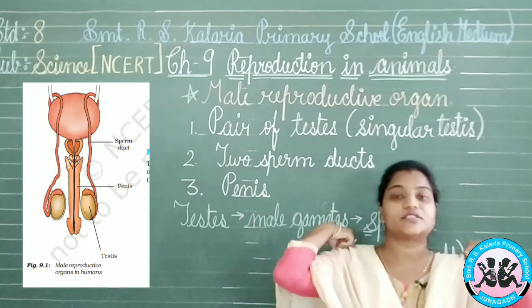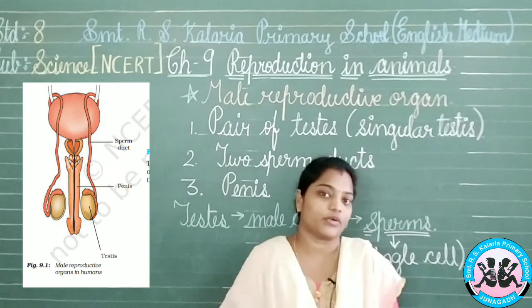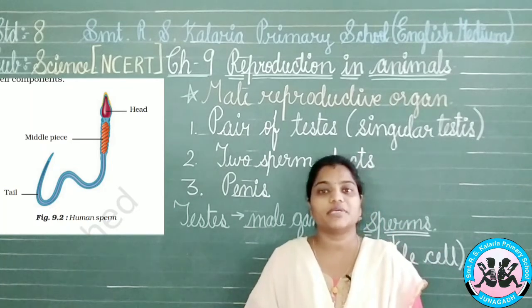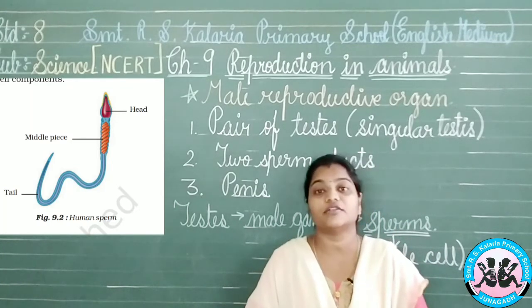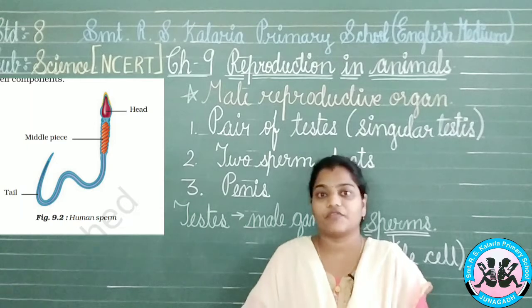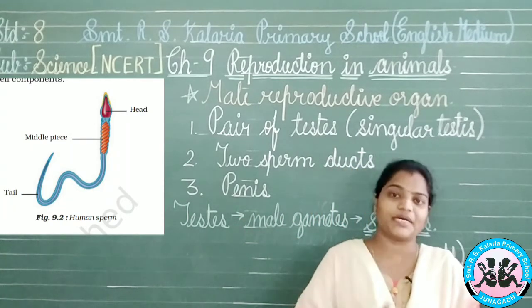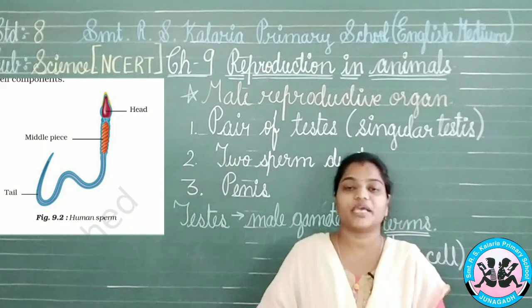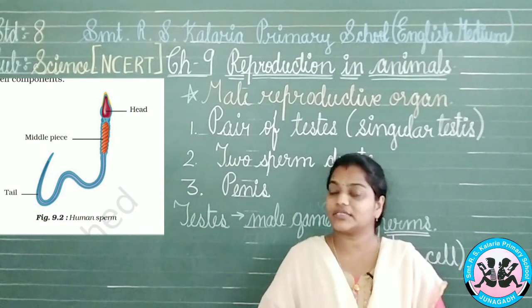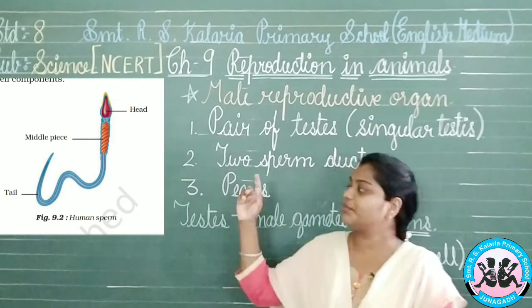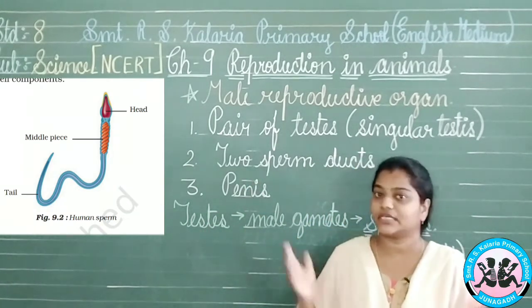Now, what are these sperms? First of all, we have a small question. As it is visible on the screen, the sperm is so small that we could not see it with the naked eye. But we have a picture which is very nicely seen here. It possesses 3 things on it. We have the labeling also given. What are these 3 things? Yes, we can see that the head is on the top, then we have the middle portion, and last we have the tail.